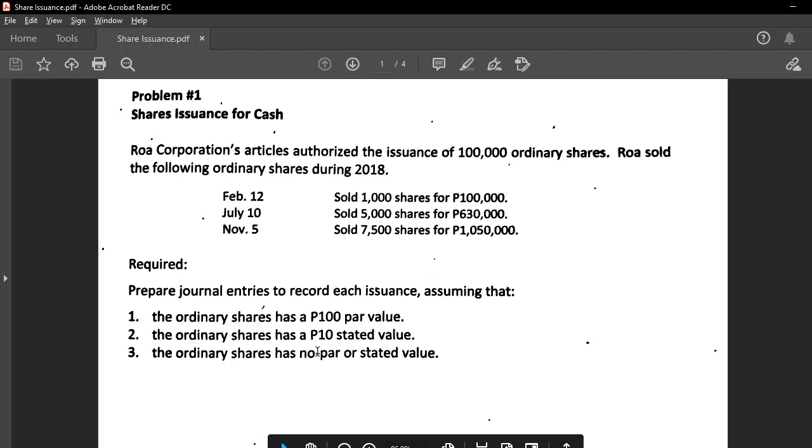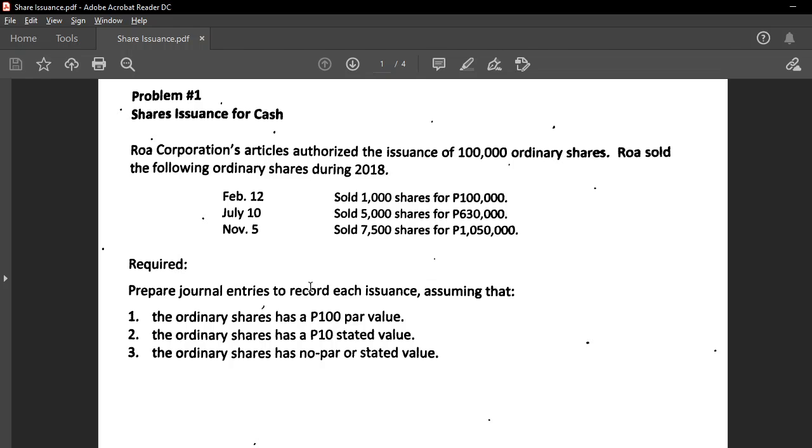Share issuance and treasury shares. So in this video, we are going to talk about share issuances, may it be in exchange of cash, property, or service, and our treasury shares. So problem number 1 is about Rawa Corporation.